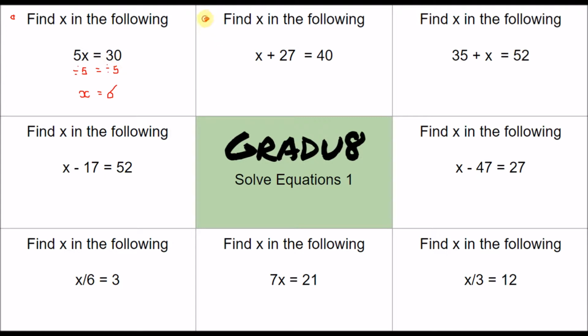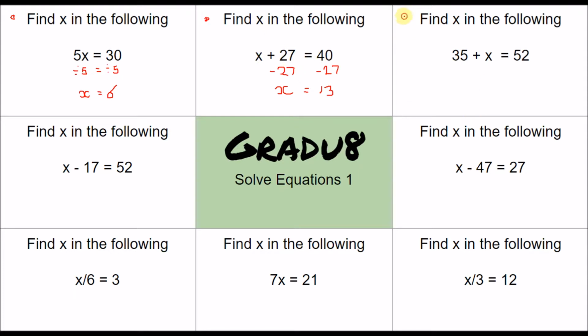If you apply that same rule to this question over here, you've got x add 27 equals 40. Well, the inverse to addition is subtraction, so I take 27 from both sides. On this side, all I'm left with is x, and on this side I'm going to do 40 take away 27, which is going to give me 13. Check it, put it back in: 13 add 27 is 40.